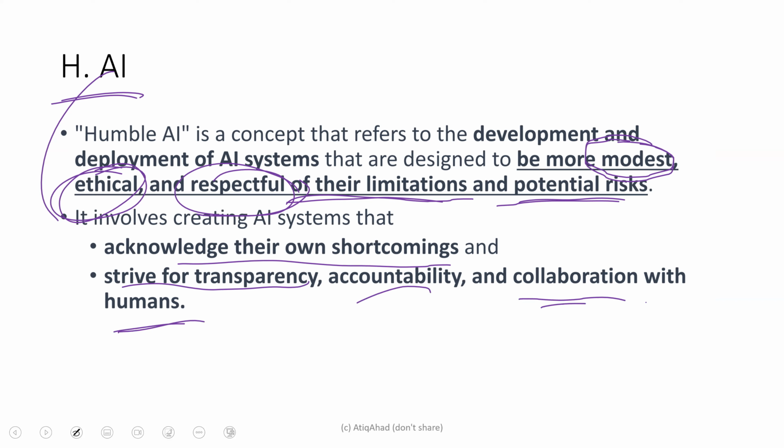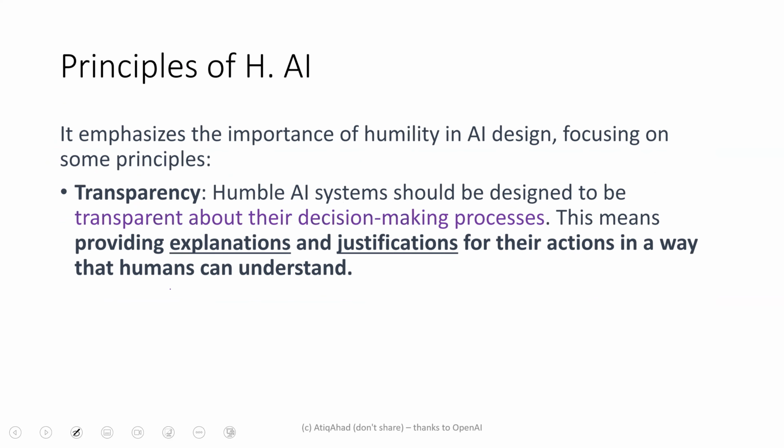So, collaboration with humans. This is the worry of many people that AI will be so powerful, in a few areas, not all areas, that they will like to control themselves and control the world and control the human beings and so on. All right. So what are the basic principles of humble AI?